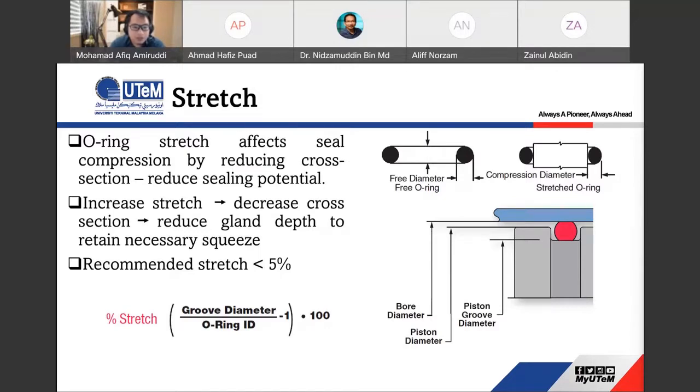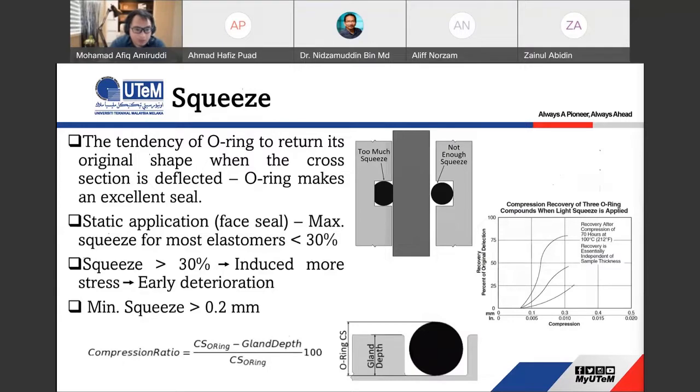To calculate the amount of stretch, this is the formula: groove diameter divided by O-ring internal diameter, minus 1, multiplied by 100%. So this is an example of the calculation. This is also for stretch. And this one is very important: squeeze. Squeeze is the amount of compression between the gland depth and O-ring cross-section. As I already mentioned, the cross-section must be larger than the gland depth. If the cross-section is not large enough, it will not give a seal effect to the application.